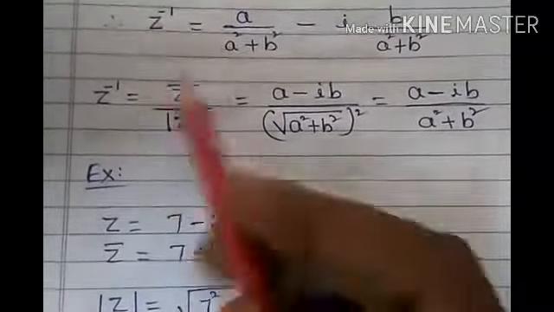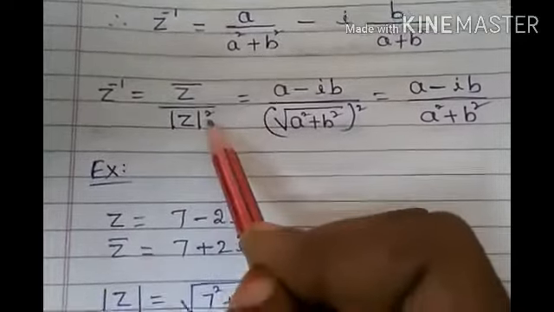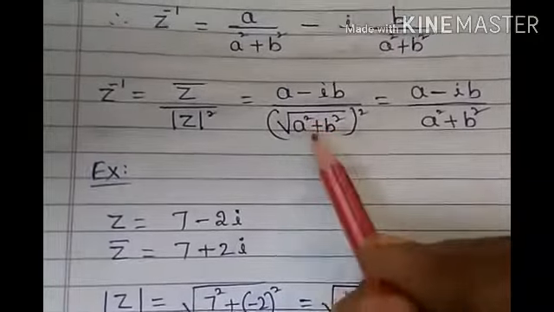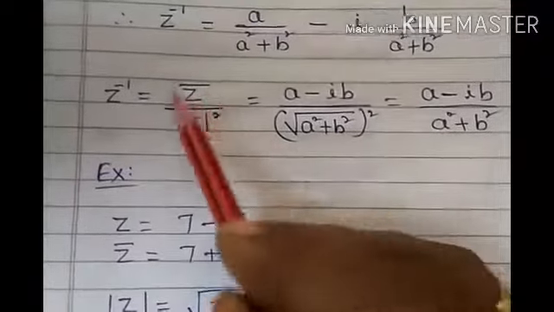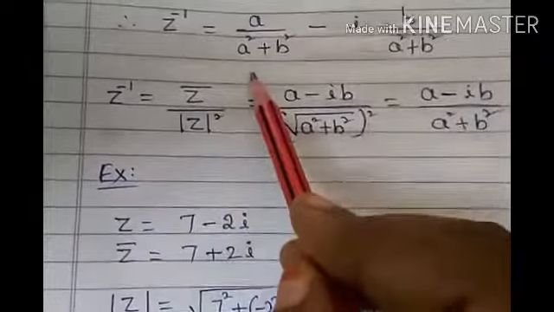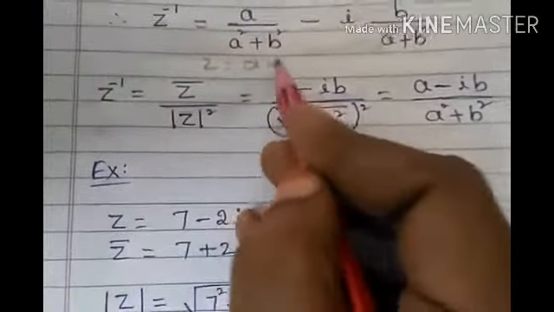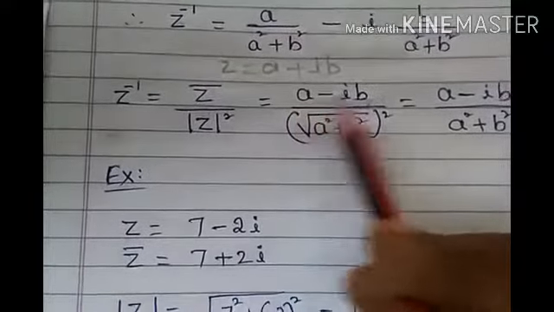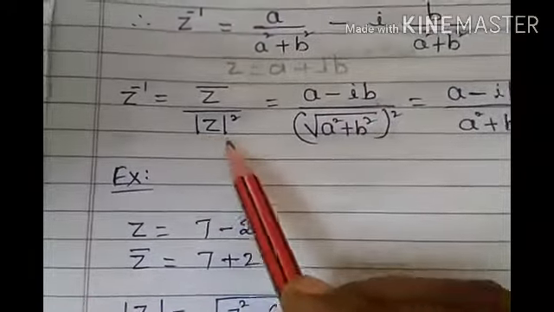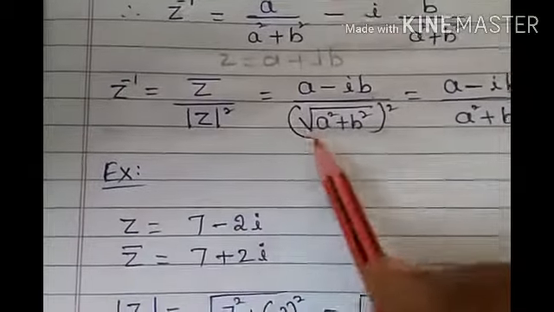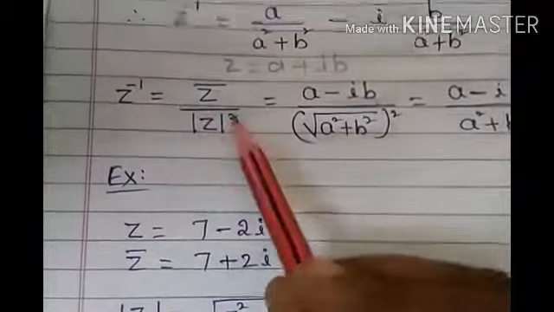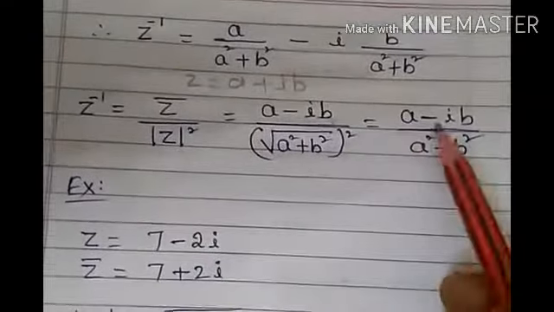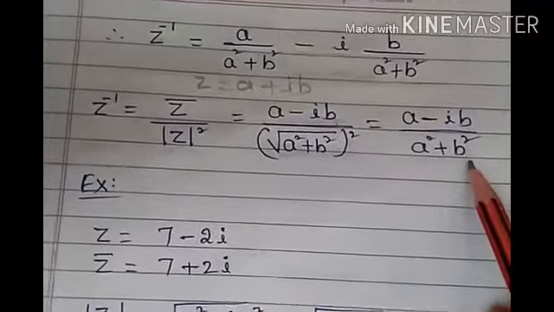Z inverse equals the conjugate of z by mod z whole square, which is a minus ib by square root of a square plus b square whole square. We know z is equal to a plus ib, so the conjugate of z is equal to a minus ib. The modulus of z is equal to square root of a square plus b square. So mod z whole square means root a square plus b square whole square, which gives a minus ib by a square plus b square.